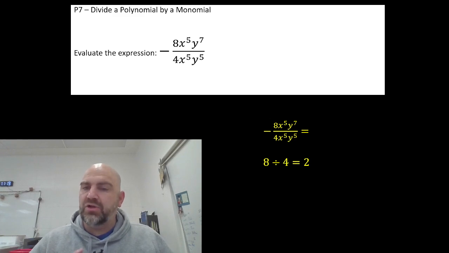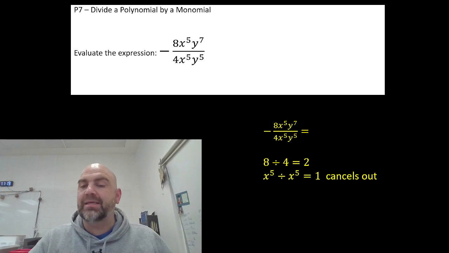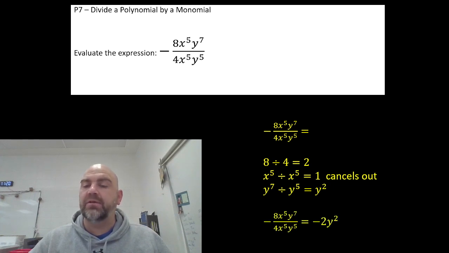And then I'm going to look specifically at each letter individually. So the x's, there is 5 on top, 5 on the bottom. We are subtracting. That becomes x to the power of 0, which equals 1. It cancels out. It's done. So we don't actually even have to write it in there anymore. It's gone. The y's, though, there is still some. So 7 minus 5 is 2. And so our final answer is going to be negative 2y squared.